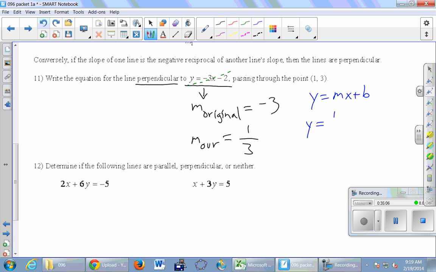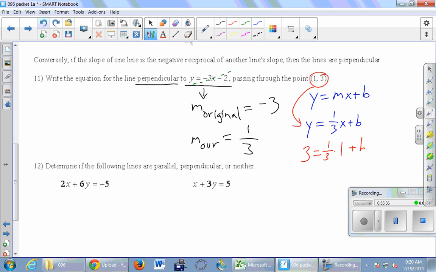What did we say here? So that's a 1/3 x plus b. And now we're going to use the point that we're given and plug in. How much is the y? 3 equals 1/3 times, how much is the x? 1 plus, how much is the b?